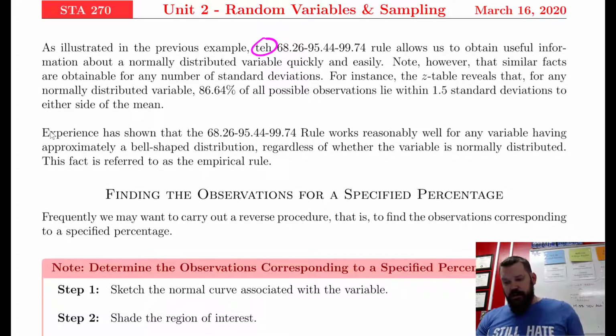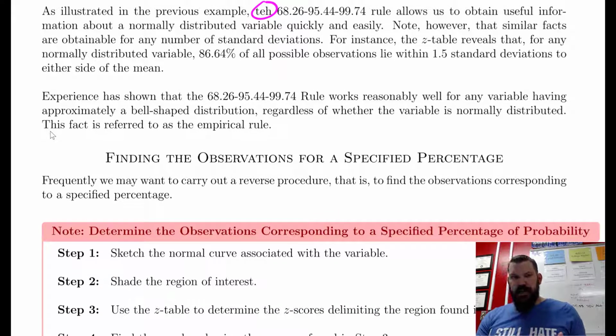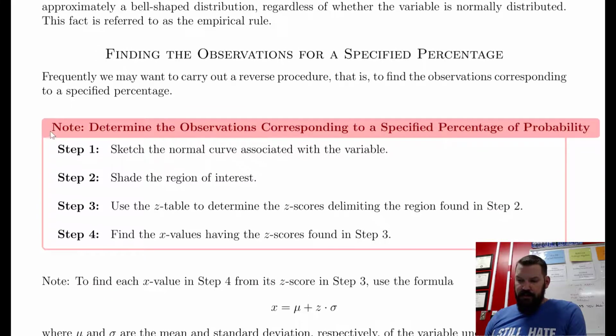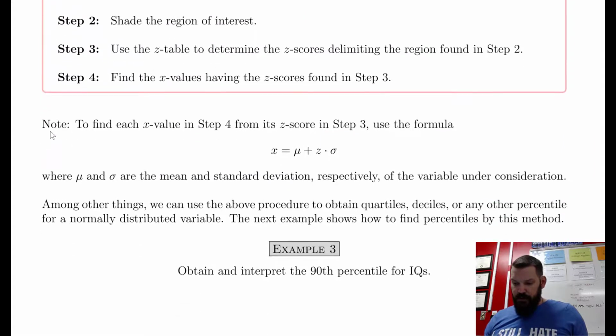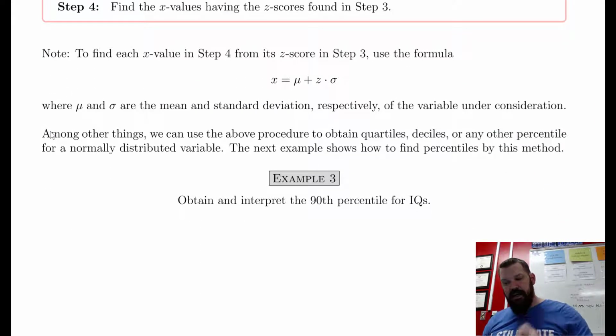So you can use that rule to find some very specific values or range of values on the normal curve to give you an idea of what's going on with the data that you are perhaps evaluating. Sometimes we do need to do the reverse of this procedure. We might know the percentage rather than the z-score, and we want to find the z-score. We're going to see that in example 3. It says to obtain and interpret the 90th percentile for IQs. So we need to figure out what z value would give us this 90th percentile first.